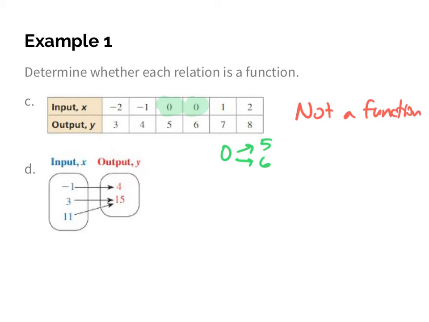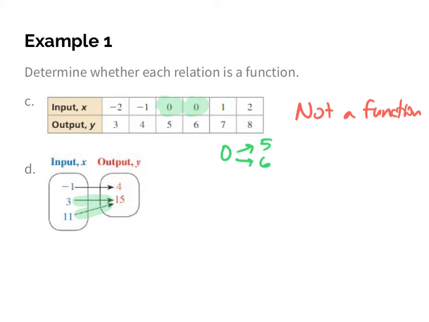Now this one gets a little tricky because you see the two arrows here, that 3 and 11 are both paired with the same output. But what I'm looking for, if this was incorrect, what I'm looking for is this. This right here would not be a function because I have one input paired with multiple outputs. Here again, it's okay to have different inputs paired with the same output.